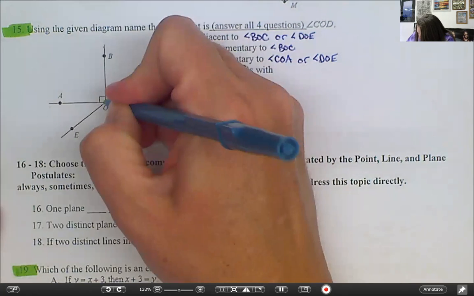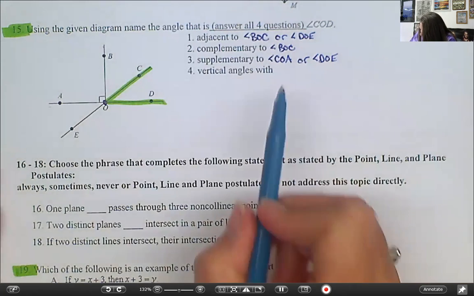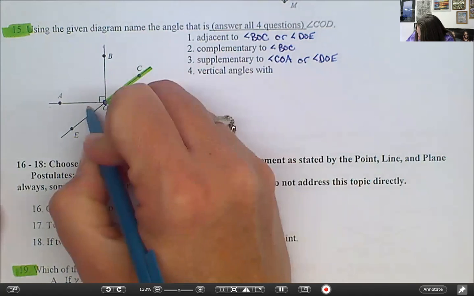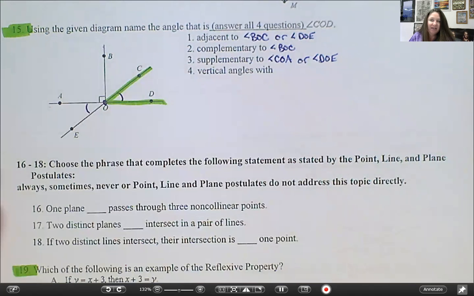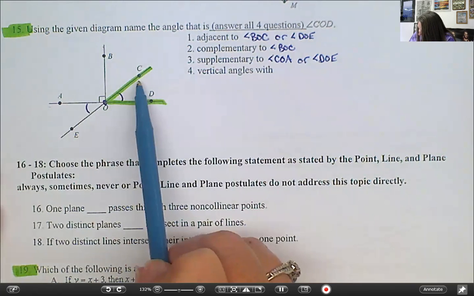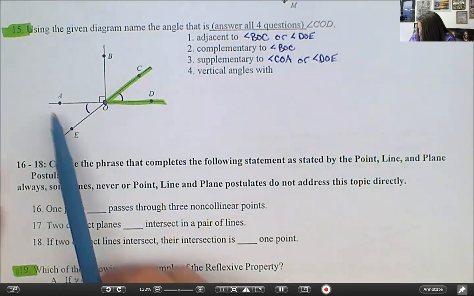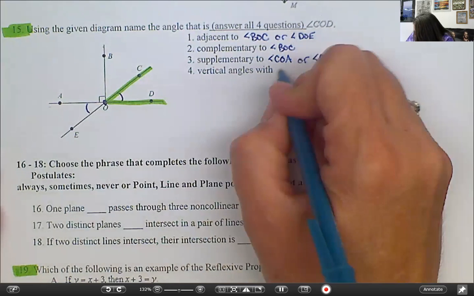And then keep in mind vertical angles should look like they're directly across from each other in the diagram, and they will be congruent. One would reflect right on top of the other. So if we're looking for what's vertical to angle COD, we should say that's AOE.